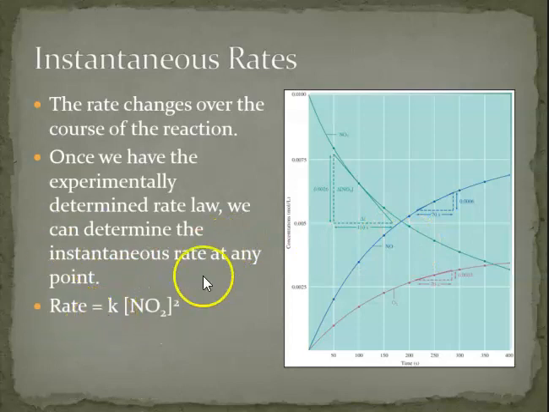But once we figured out our rate law, so once we have the rate law here, I have rate equals k[NO2] squared. If I want the rate at any point here, I can just plug in that concentration and calculate the rate. So once you know the rate constant stuff, it's kind of cool. You don't actually need the graph or need to actually get a slope, but it is a slope.